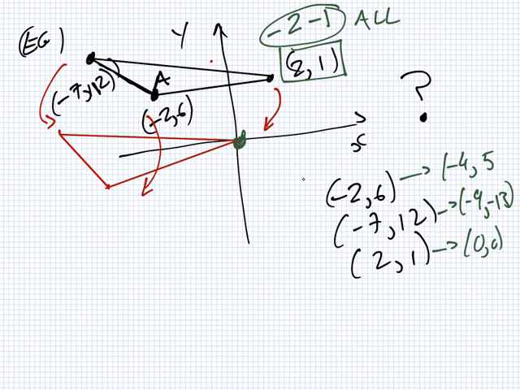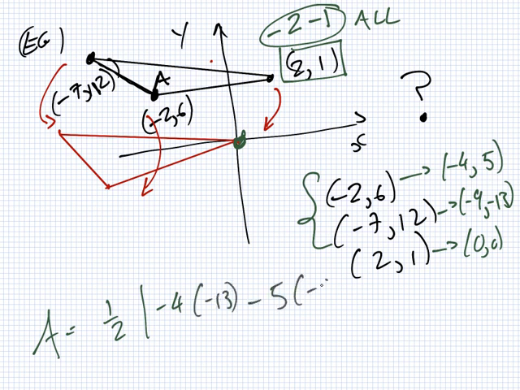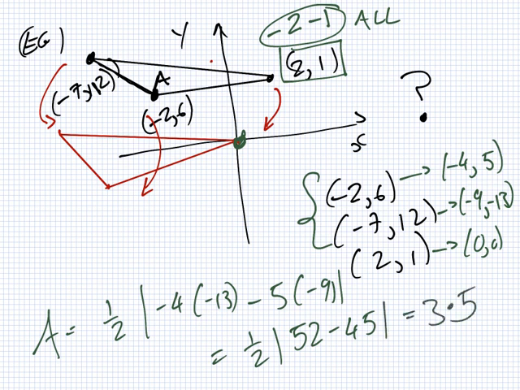Yeah, and now you can use the formula on these two. So the area will be a half of -4 by -13 minus 5 by -9. So that's a half of 52 minus 45. That's 3.5. Is that the answer you got? Was this easier? Jerry, did you get this answer? I didn't have that. Ah, okay.